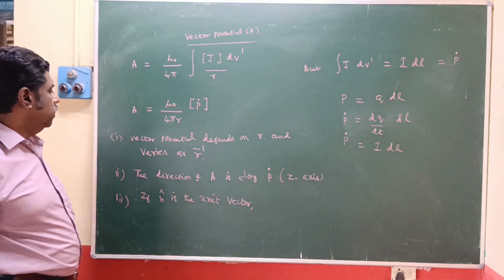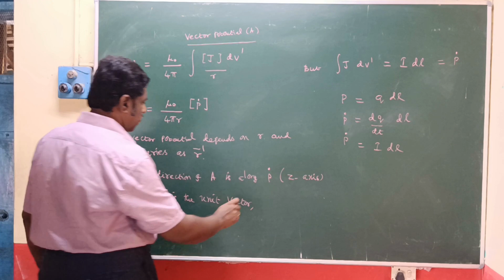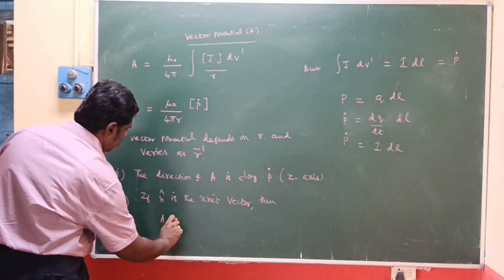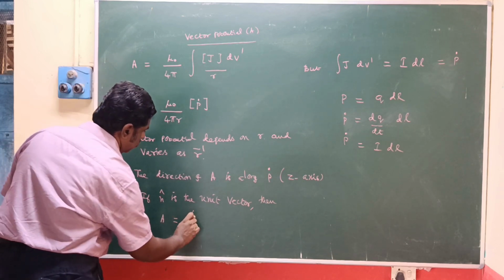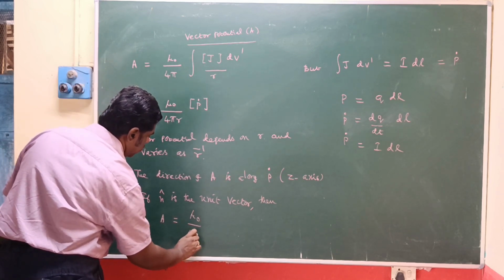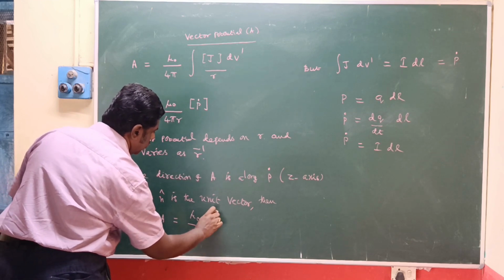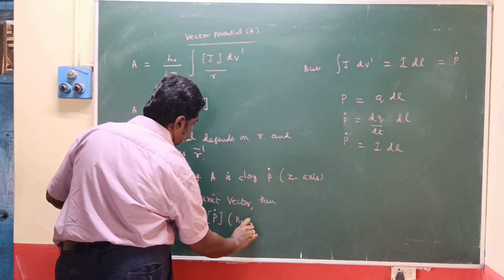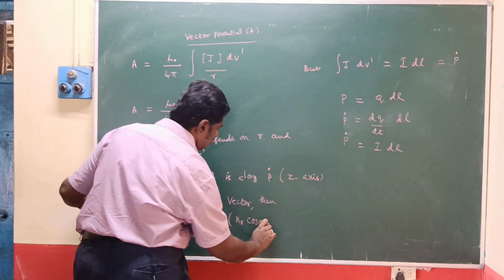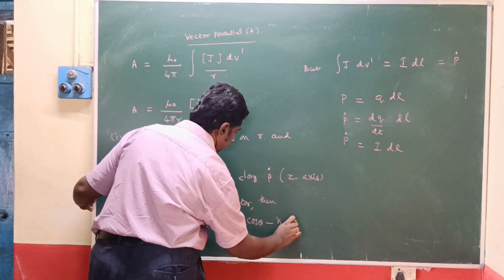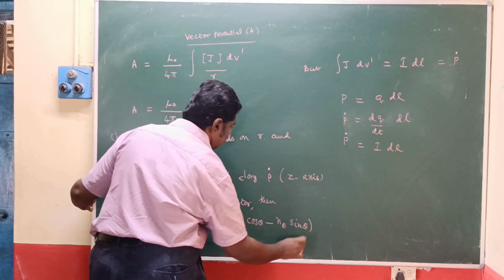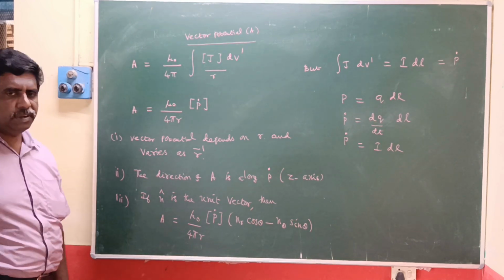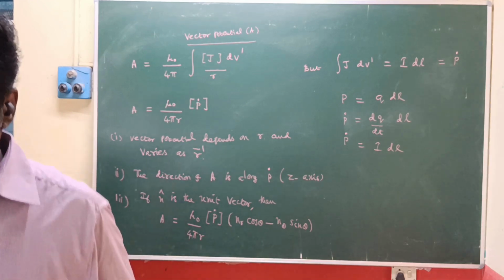If n cap is a unit vector, then the vector potential A is equal to mu naught divided by 4 pi r, P dot, times n_r cos theta minus n_theta sin theta. But A is also represented in terms of unit vector.